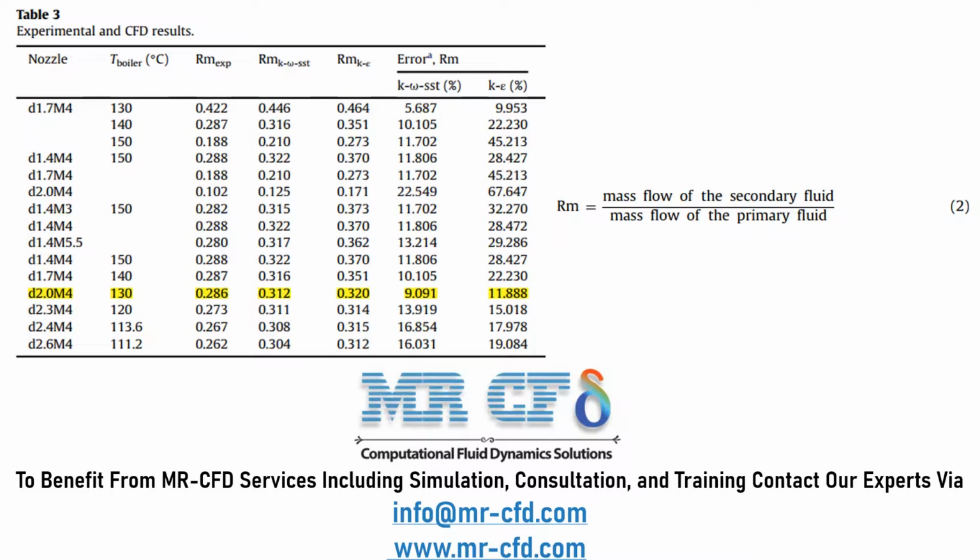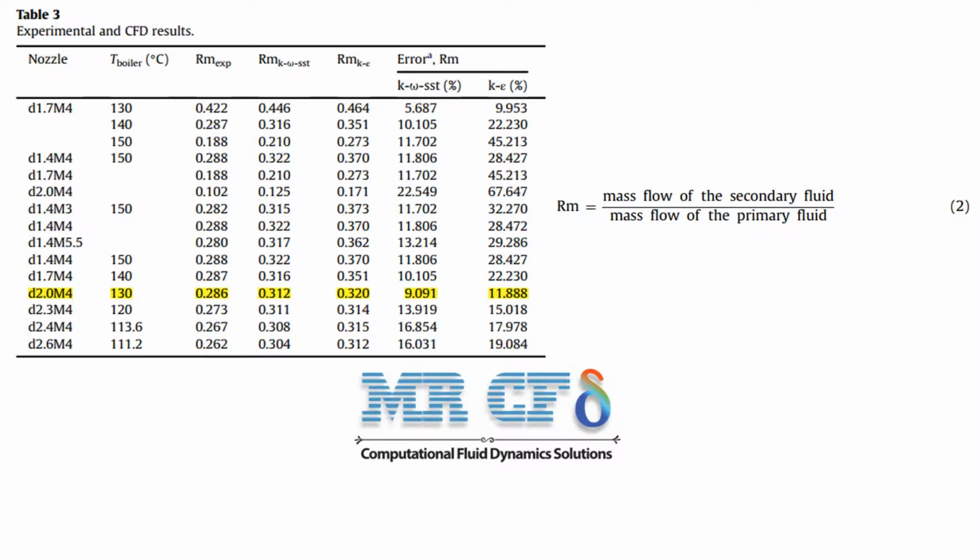Now in this slide we have brought to you Table 3 of the paper, and we're going to validate the results presented in this table for nozzle type D2.0M4, and we're going to compare the results obtained by the paper for Rm, which goes by the name Rm experimental, and the results obtained by our CFD simulation.